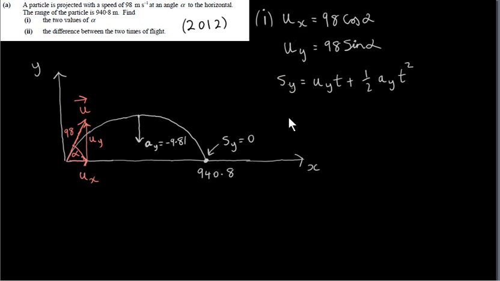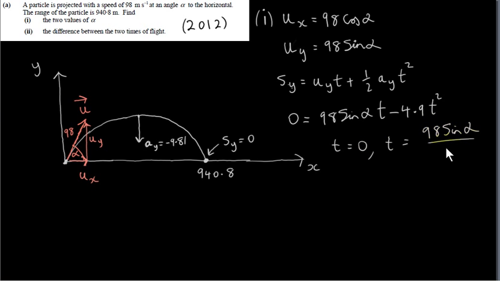So, putting 0 in here, we have 0 equals uy, which is 98 sine alpha, times t. T here will be the time taken for the particle to go to the point where sy is 0. So t is actually the time of flight. A half of ay is a half of minus 9.81, which is minus 4.9. We can solve this for t, factorize t out of it. We get one solution, which is t equals 0. The other solution we get will be 98 sine alpha divided by 4.9.